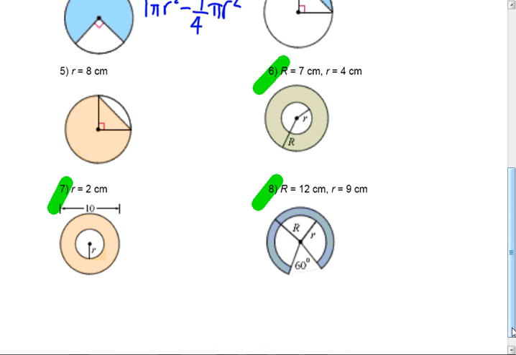Oh yeah, we have the diameter for the big circle is 10, so the radius is 5. So I have all my work. I haven't put my work up yet. The little radius is 2. This is capital R.